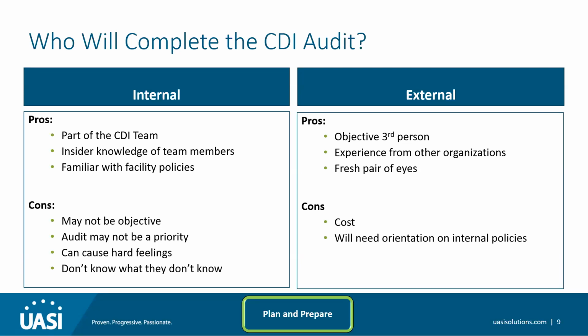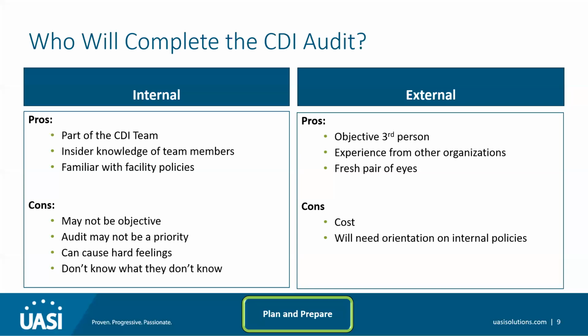It's easy to know only what's inside the four walls of your organization, but perhaps other opportunities exist that an internal person may not realize. So then the flip side of the coin is maybe you want to consider an outside third-party vendor like UASI. The person can be objective, that third person. There's no close relationship with anyone on the team. They bring experience from other organizations and can provide insights on what has worked well with other CDI teams across the country and what maybe hasn't worked as well.